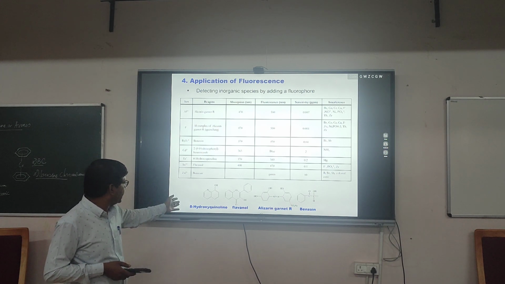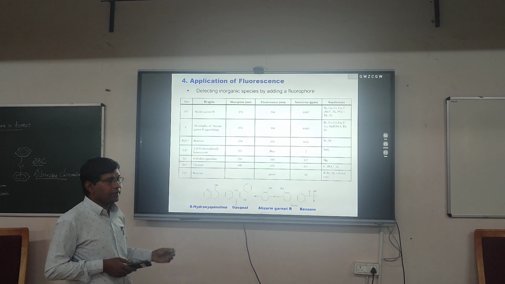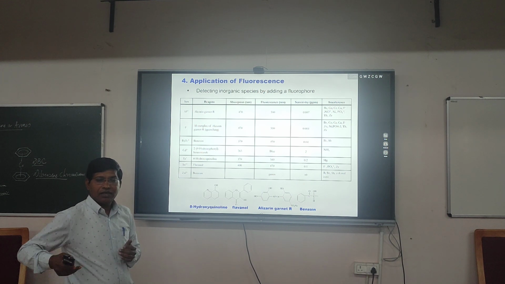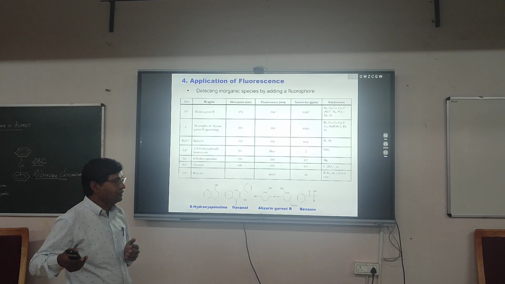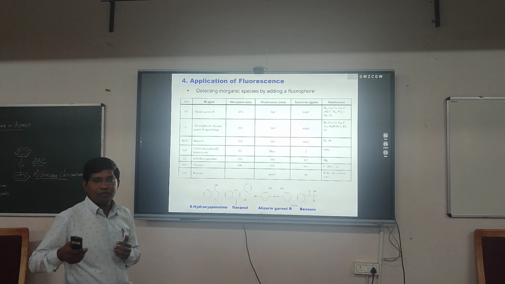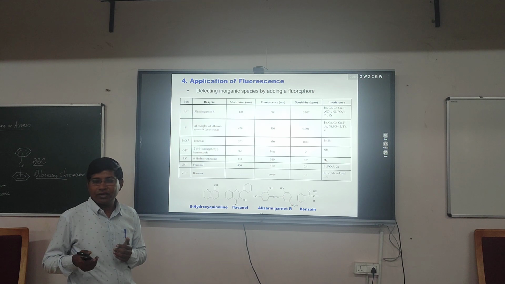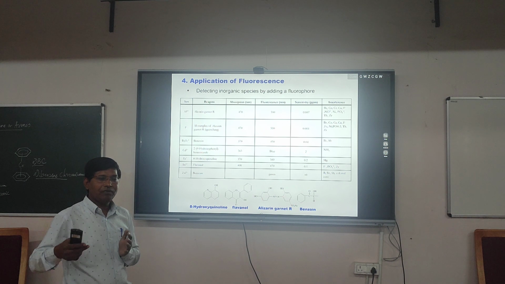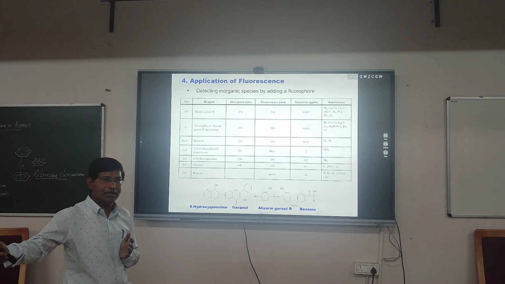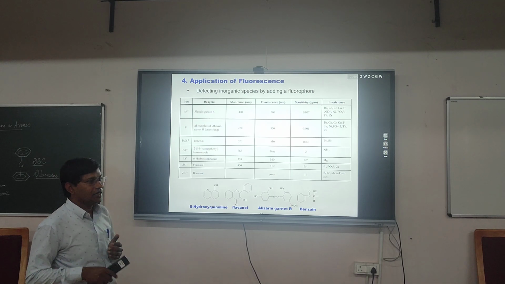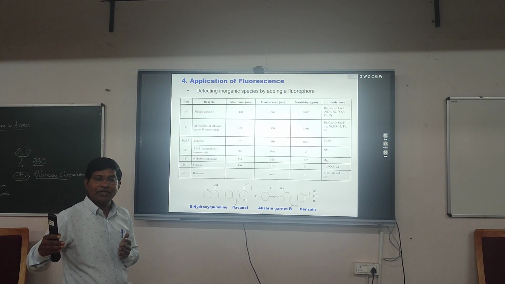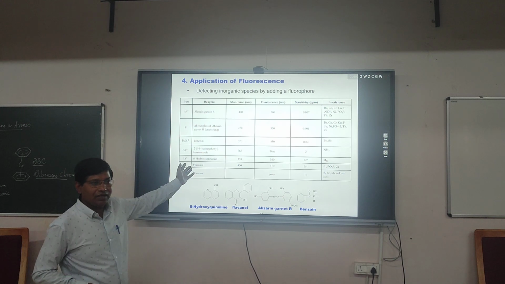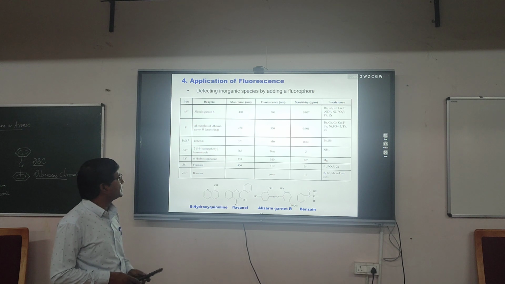So these are the structures, like in UV visible spectrophotometer, where we have a chromophoric region. If you want to determine iron from a sample in a UV visible spectrophotometer, then we have to react iron 3 with thiocyanate. Here thiocyanate is a chromophoric region forming a colored complex that can be measured in the visible region, but here we are measuring the fluorescence light.